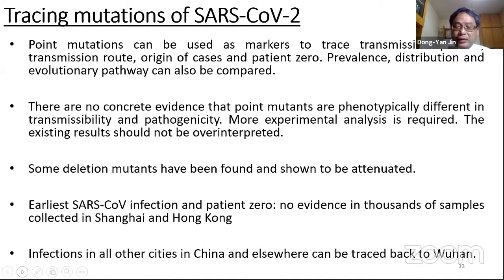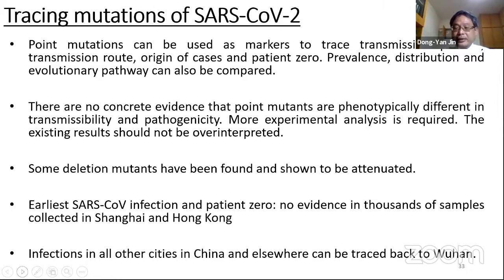Also in Hong Kong, because we are very vigilant, in late December and early January, we already heightened our surveillance and we checked everybody from Wuhan that crossed the border to enter Hong Kong. We checked every one of them.